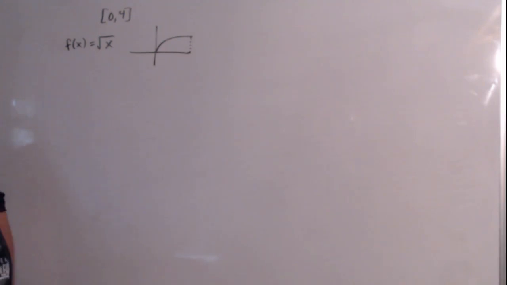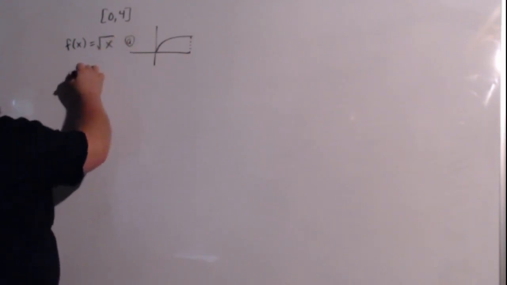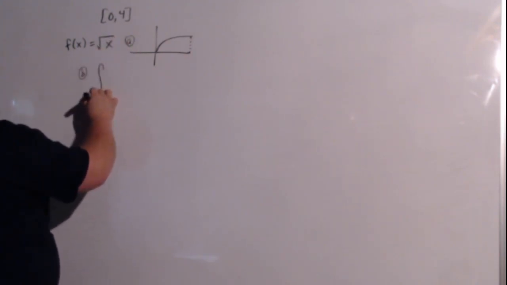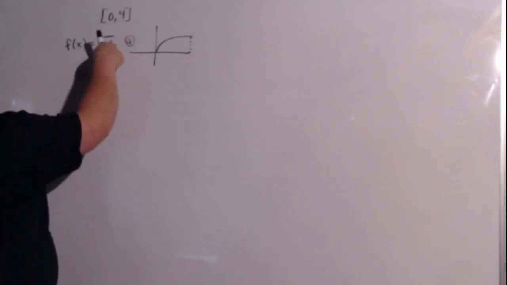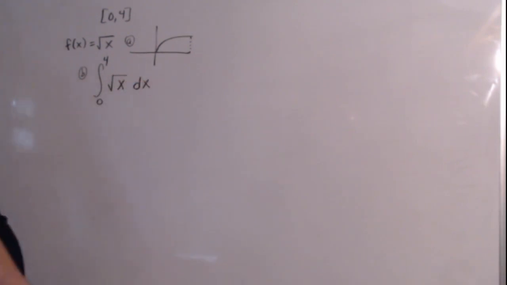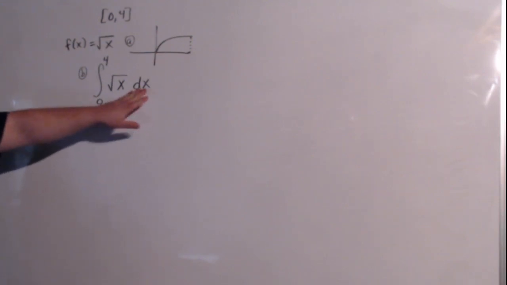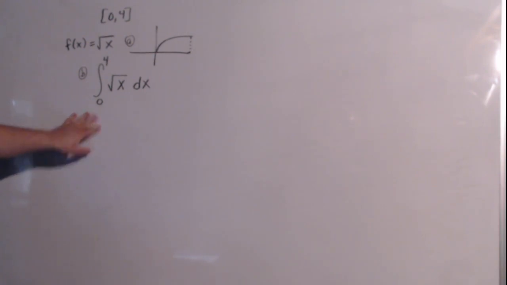Okay, so that area under that curve, and it says create the definite integral to represent the area. So this is the graph, create the integral. So this would be an integral from 0 to 4. You plug the function in, and dx. That dx is our way of writing delta x in calculus.